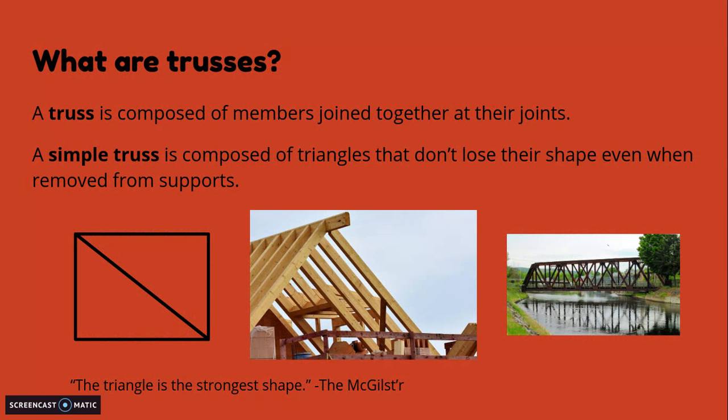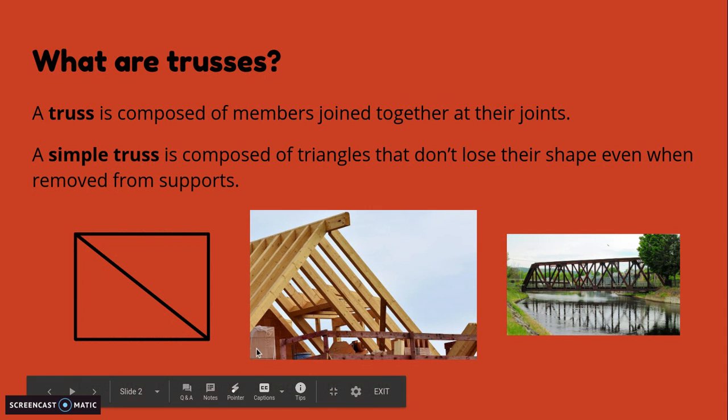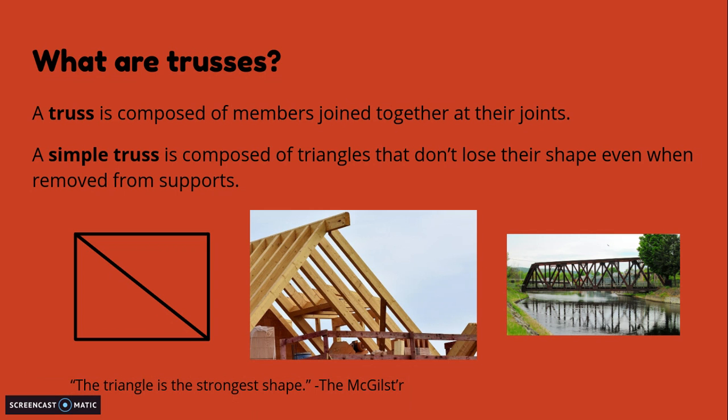So, what are trusses? A truss is composed of members joined together at their joints. Basically, it's just a structure that is composed of members, and we'll learn what those are, and they're joined together at joints. A simple truss is composed of triangles that don't lose their shape even when removed from supports. The triangle is the strongest shape, as McGilster once said, and it is.